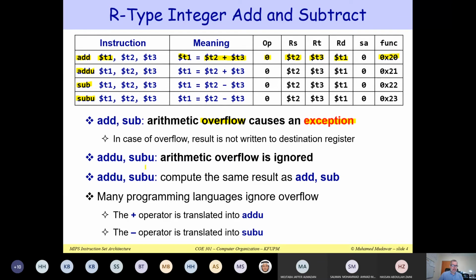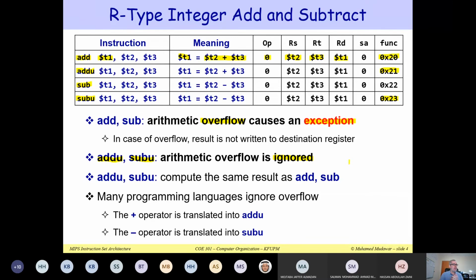So in the case of addu and subu, they have different function codes. Notice that addu is 0x21 in hexadecimal, and subu is 0x23. In the case of these two instructions, arithmetic overflow is ignored. So even if we have overflow, the exception will not be taken. Overflow does not cause any exception in the hardware.